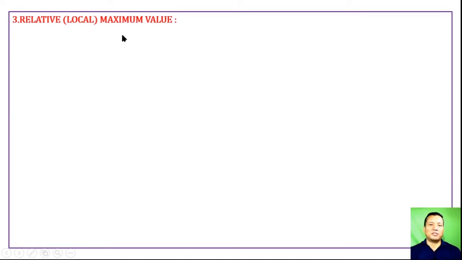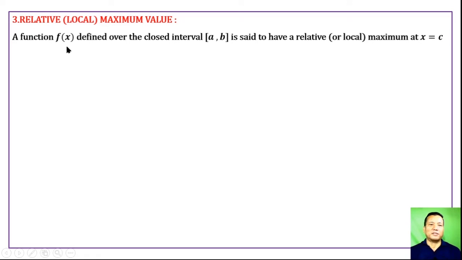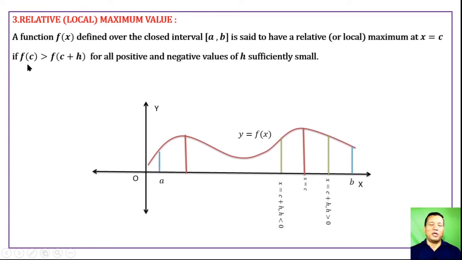Relative or local maximum value of a function. Relative or local are equivalent words. A function f of x defined over the closed interval [a, b] is said to have a relative or local maximum at x equal to c, if f of c is greater than f of c plus a for all positive and negative values of a sufficiently small.